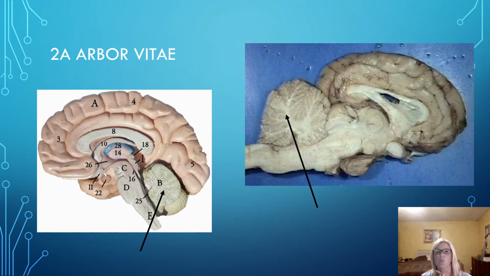In the cerebellum, we have this white matter, and we call this white matter arbor vitae. Arbor vitae, which means tree of life. And you can look over here and see it really does look like the branches of a tree. It's really pretty cool. And this is the white matter of the cerebellum, and that brings sensory and motor information into and from the cerebellum.